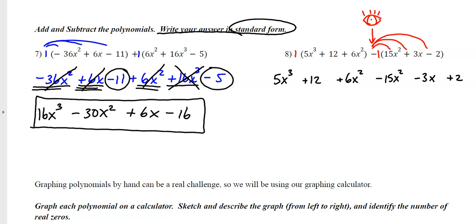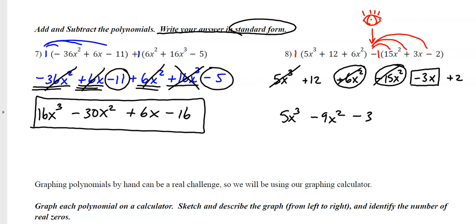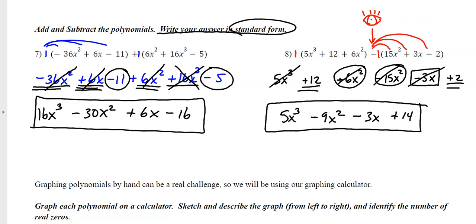Now I got to gather up some like terms. So there's only one x to the third term. X squareds, I have 6 of them and a negative 15 of them. So that makes negative 9 of them. My x's, it looks like there's just 1. And then I have my constants, 12 and 2, give me a grand total of 14. So there we are, subtracted, written in standard form. We are good to go.